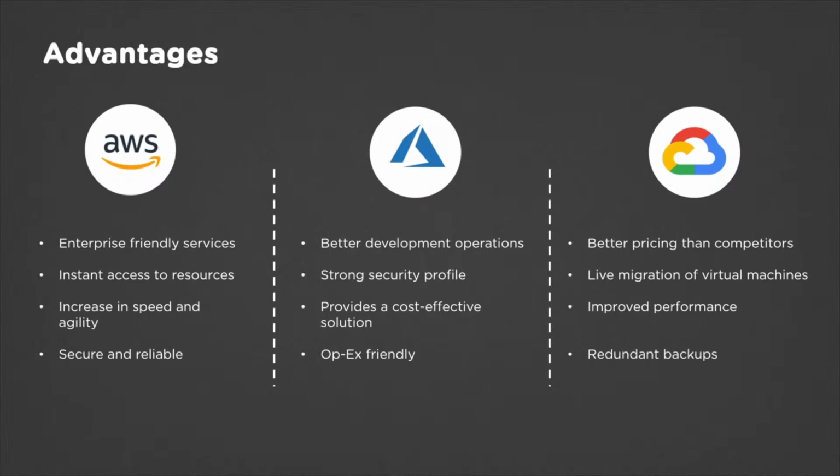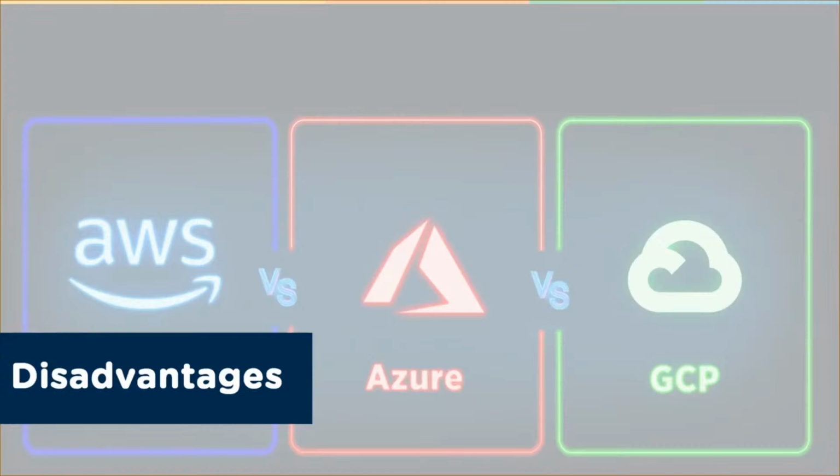Google Cloud Storage is designed for 99.9% durability. It creates server backup and stores them in a user-configured location. Let's talk about the disadvantages of each of these services.